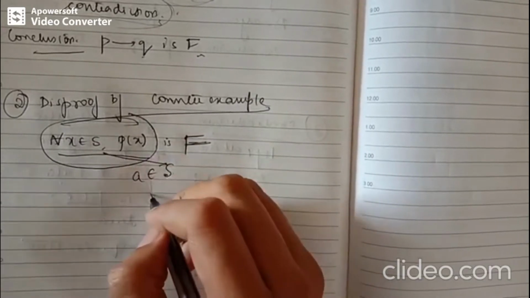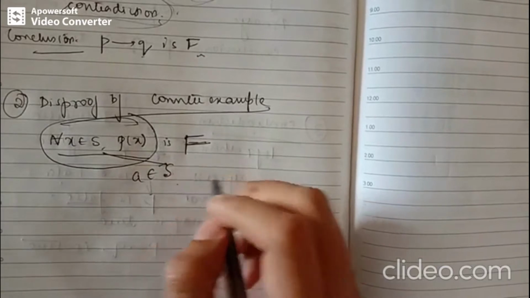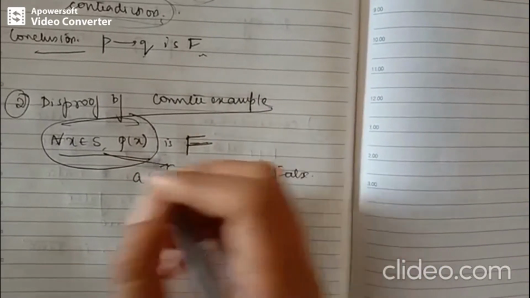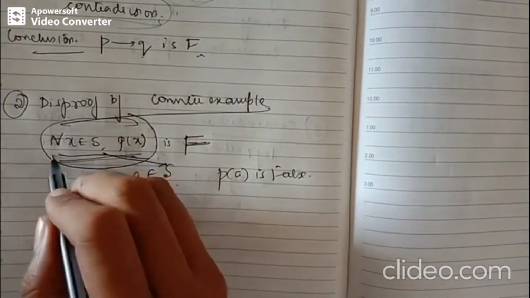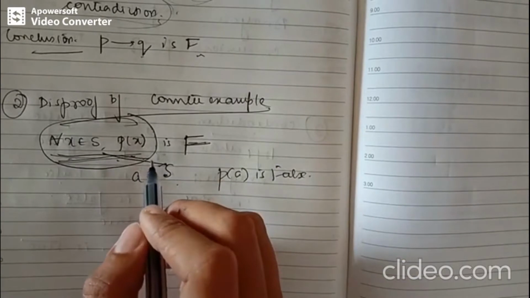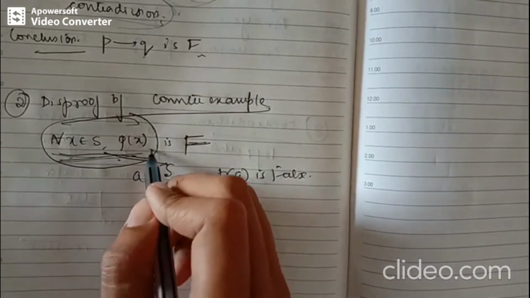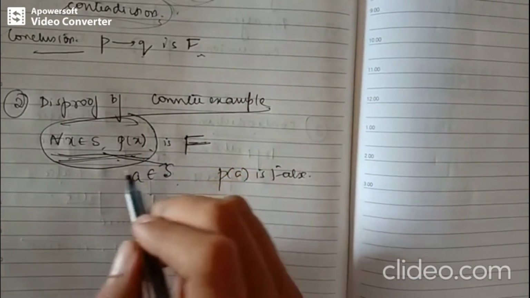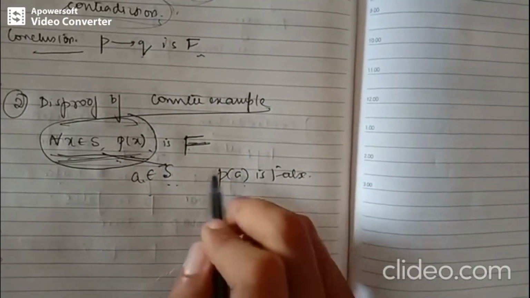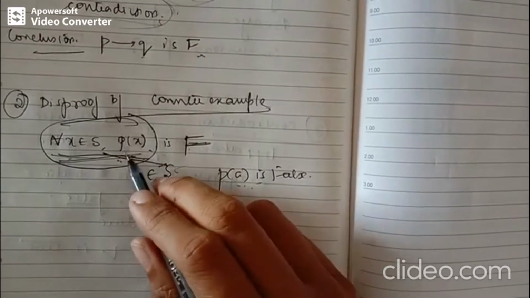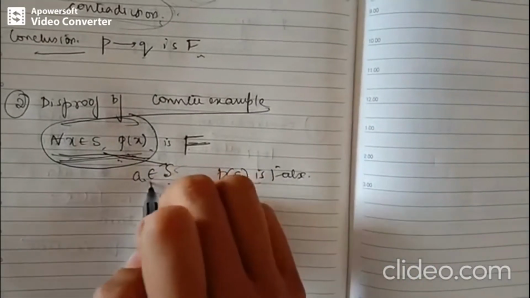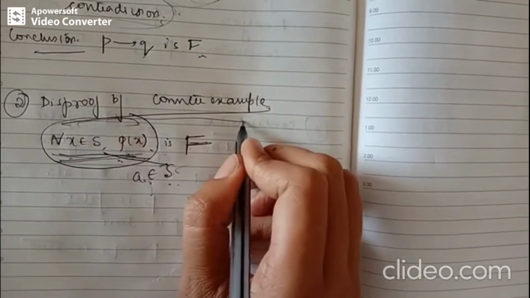Okay, if we take any one element A that belongs to the universe such that P of A is false, then we can say that the statement is not true for every element. Instead of finding each and every element where this particular proposition turns out to be false, we can take one particular element from the universe and say that it is false for that particular open statement. Thereby we can disprove using a counter example.